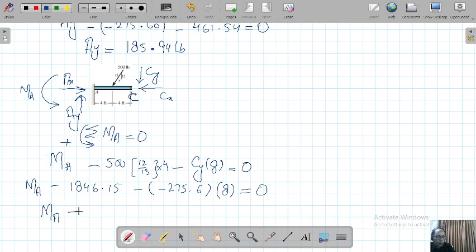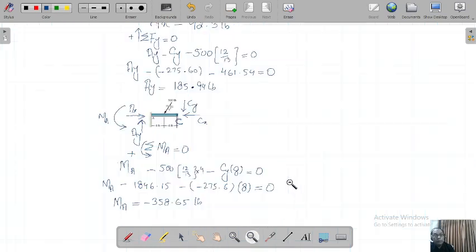If you solve this simple equation, your Ma will come out to be equal to minus 358.65 pounds. So remember, what does this mean? This means that the direction of the moment that we assumed here is wrong. This minus sign tells us that. We can assume a wrong direction. The actual direction will be clockwise. This is how you perform your frame analysis.